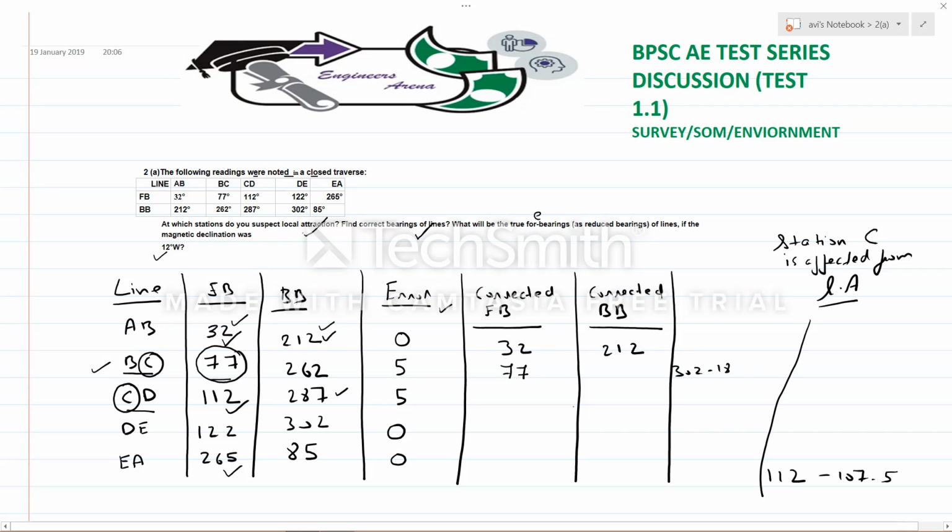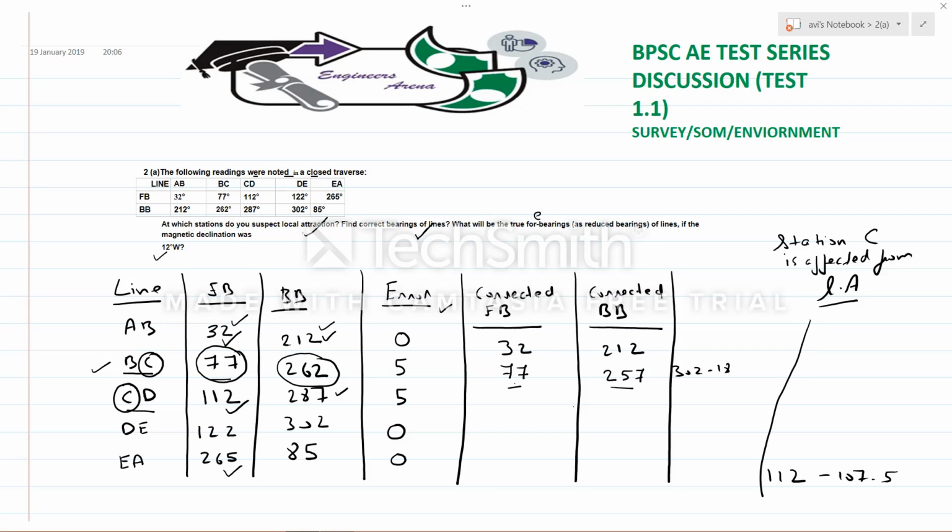That is, it was 262, and the error is 5 degree. That is 262 minus 5, which is equal to 257. Now you calculate 257 minus 77. What will it be? 180 degree. Therefore, we are going right. If we subtract these two, we should get 180 degree. So 257 minus 77 is 180 degree. Therefore, this is the correct fore bearing and the correct back bearing. Okay. Now again station C.